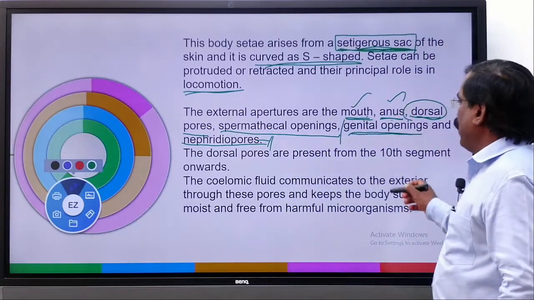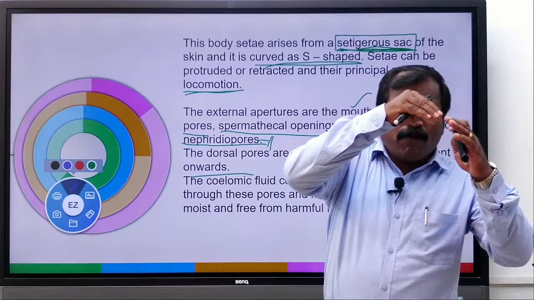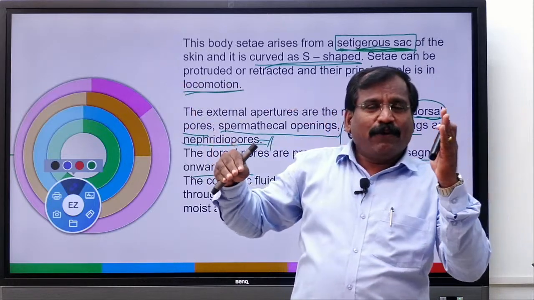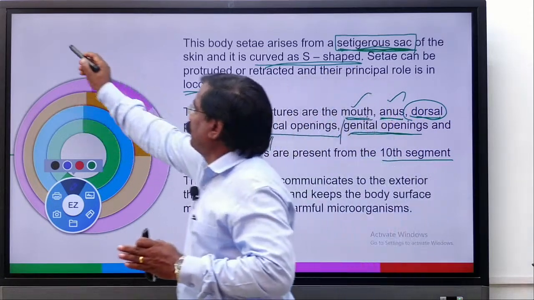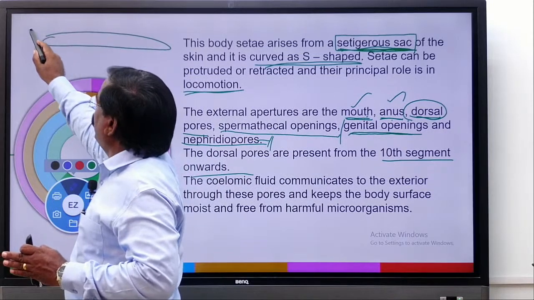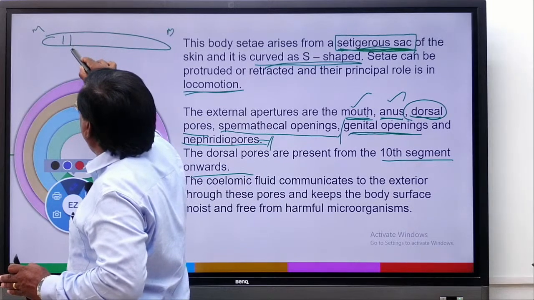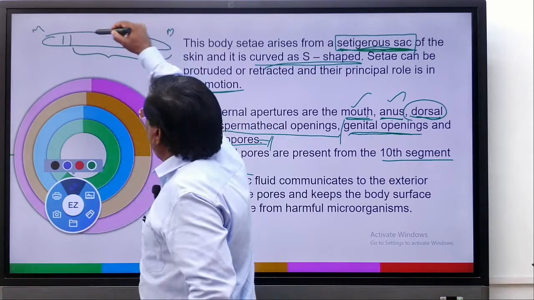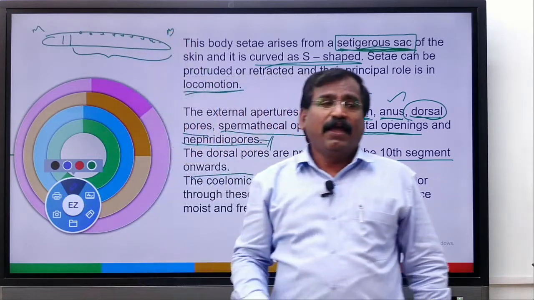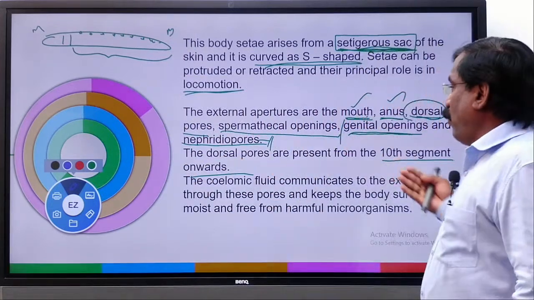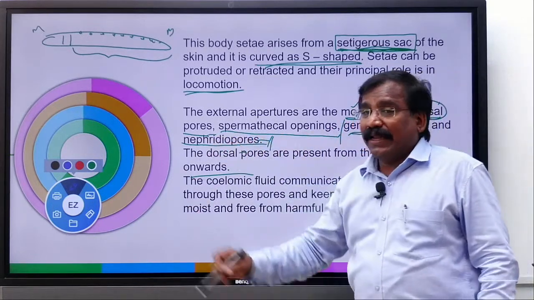Where are they found? From the 10th segment onwards, which is very important. Count from the mouth to the anus: 1, 2, 3, 4, 5, 6, 7, 8, 9, and then the 10th segment. From the 10th segment to the entire length of the body, the openings on the dorsal side, the upper side of the body, are called dorsal pores.